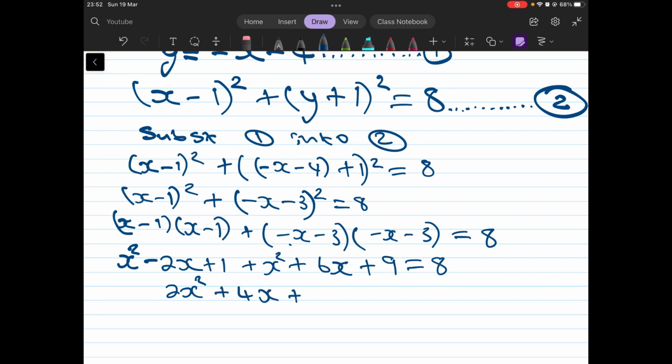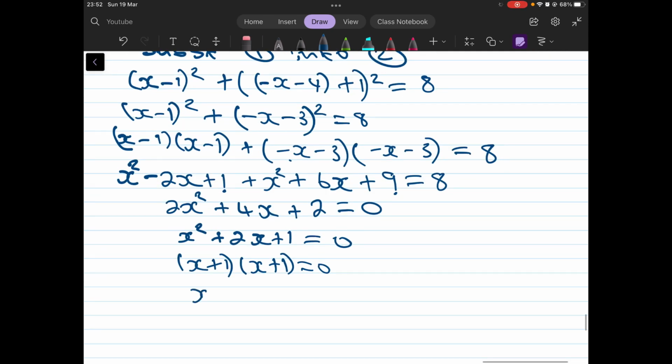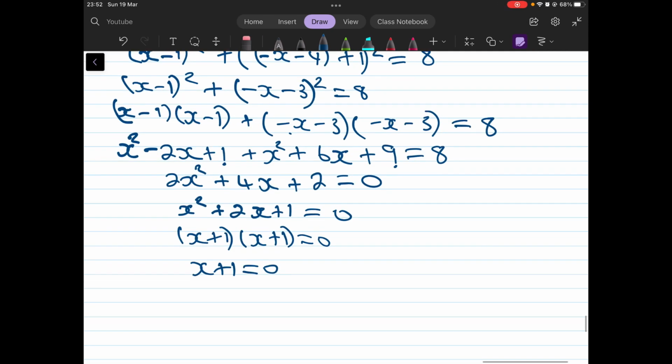And then we are left with 9. We add that 9 and 1, that is 10. 10 subtracting the 8, we're going to have 2 here. Then we just divide throughout by 2. We'll have x squared plus 2x plus 1 equals 0. When you factorize it, this is x plus 1 and x plus 1. As you can see, it therefore means x plus 1 equals 0, which means x is equal to negative 1. So there's only one point of intersection.